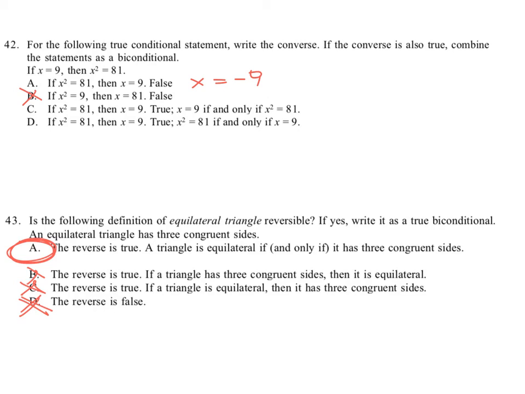Since it asked us to identify whether it was true or not, and if it was true, write it as a biconditional, B and C determine that it's true but don't write it as a biconditional. So that doesn't even meet the requirements of what the question's asking you to do, so you know it can't be that one. But the reverse is actually true, so it can't be D, and there you go. Okay. Oh, and by the way, let's mark up here for number 42 what it is. Okay, it's false. X could be negative 9.